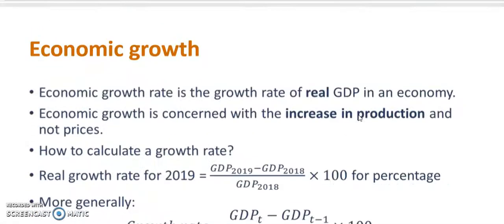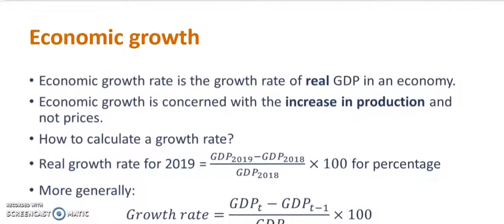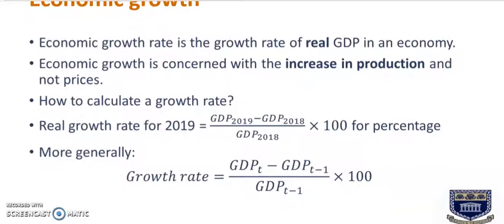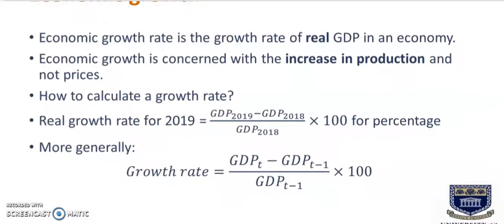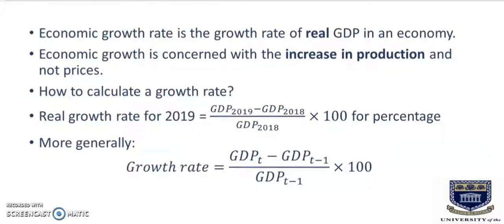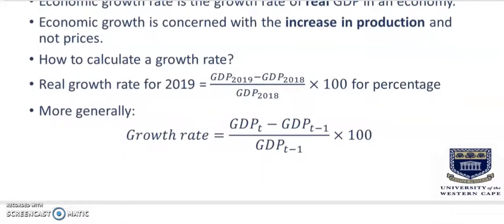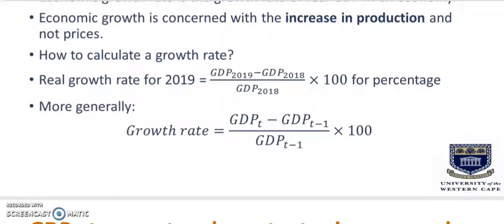Economic growth. Economic growth is defined as the growth rate of real GDP in an economy. It is concerned with the increase in production and not in prices. How to calculate a growth rate? Real growth rate for 2019 is equivalent to the GDP of 2019 minus the GDP of 2018, divided by the GDP of 2018, times 100 for percentage. So in general, growth rate is equivalent to the GDP in the current year minus the GDP of the previous year, divided by the GDP of the previous year, times 100.